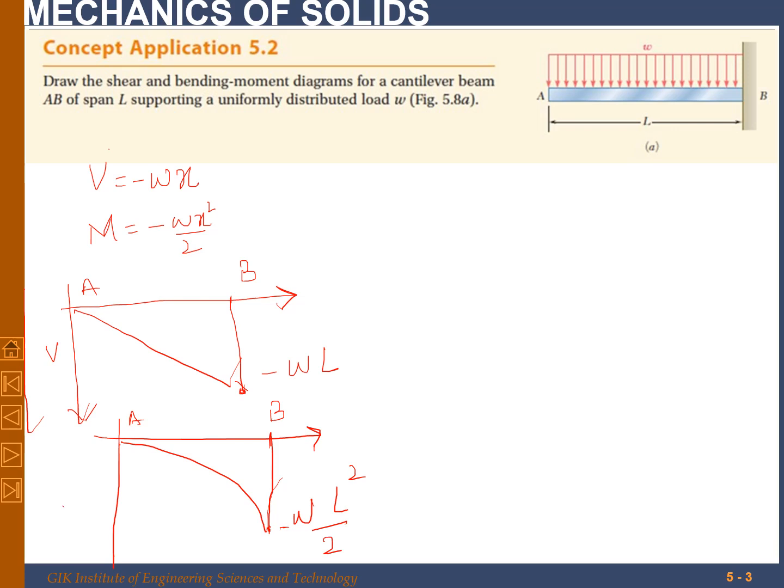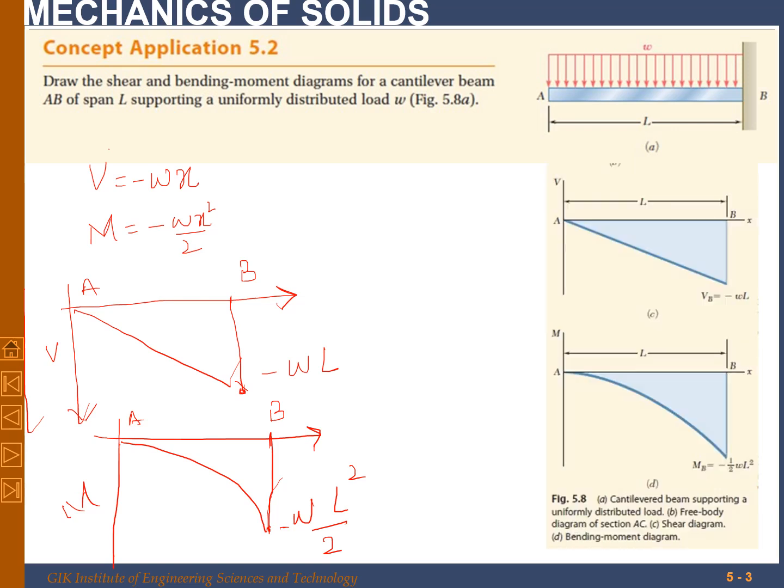So this is the shear force and bending moment diagram for the cantilever beam under distributed load. If we draw it more precisely, the shear force is varying linearly. It will be 0 at A, and it will change linearly with the length of the beam, and the maximum will be at B.